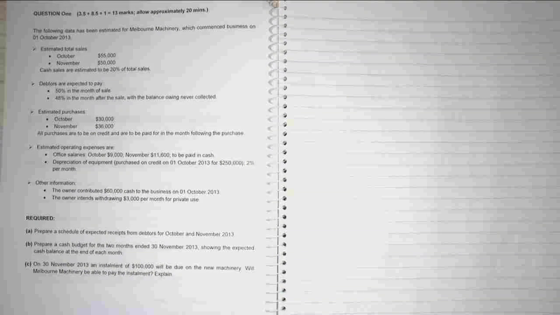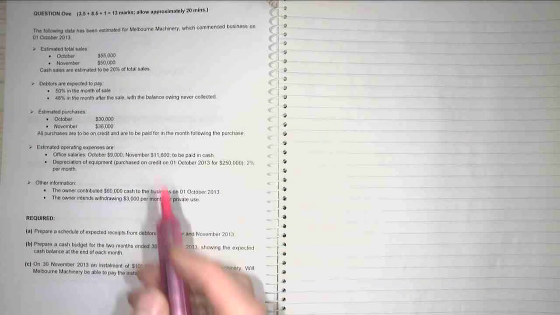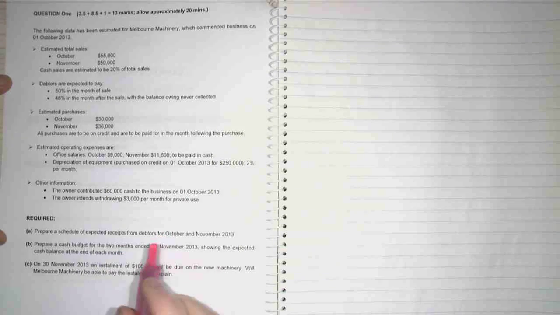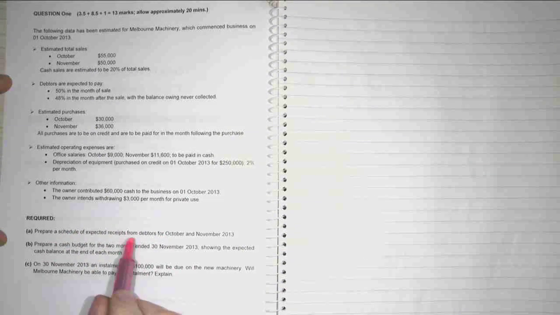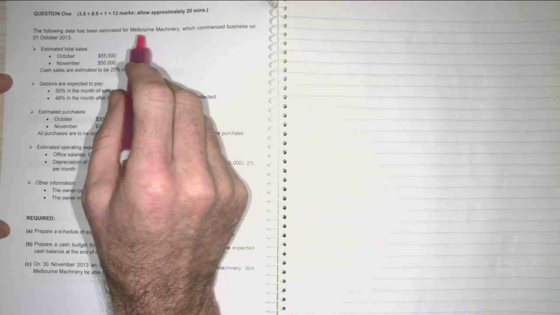We're looking at question number 1. And question number 1 is a cash budget, because I quickly ran down here and looked at this. And it says the following information from Melbourne Machinery, which commenced business on the 1st of October 2013.